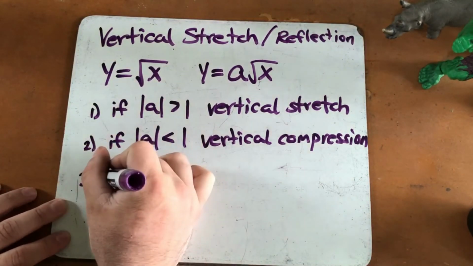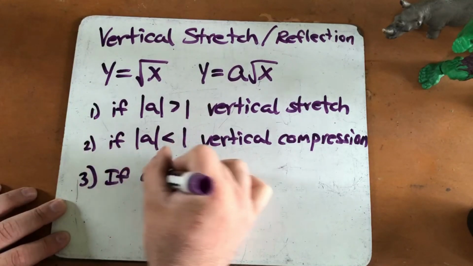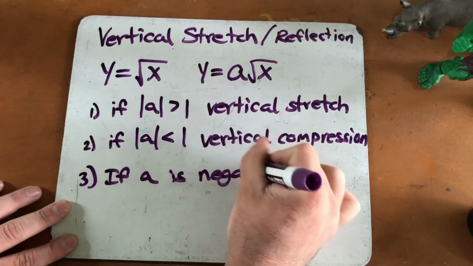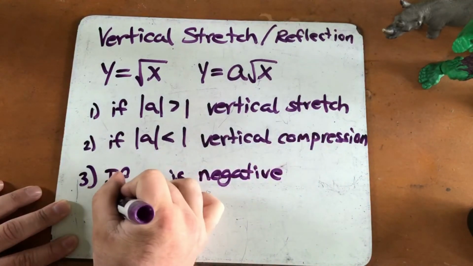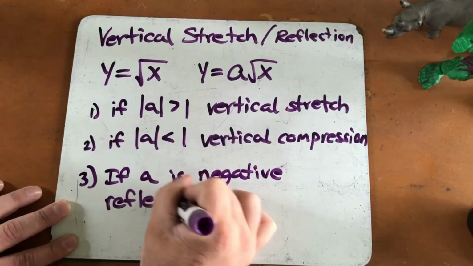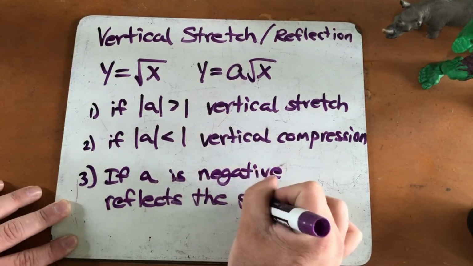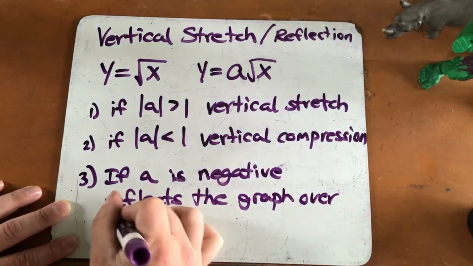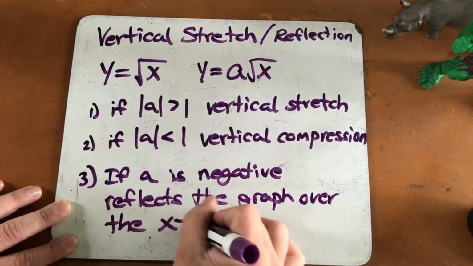So the last one is if a is negative, then that reflects the graph over the x-axis.